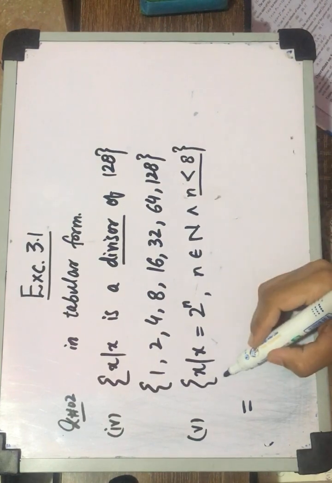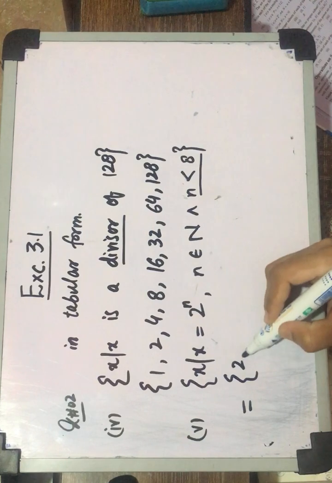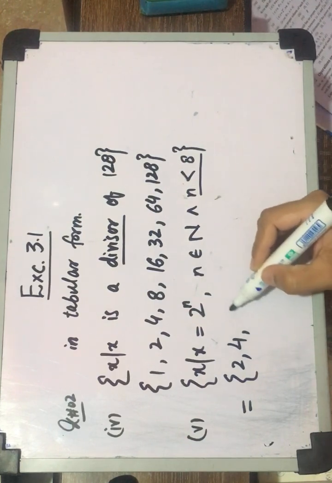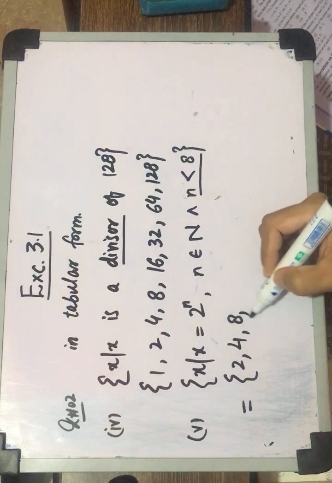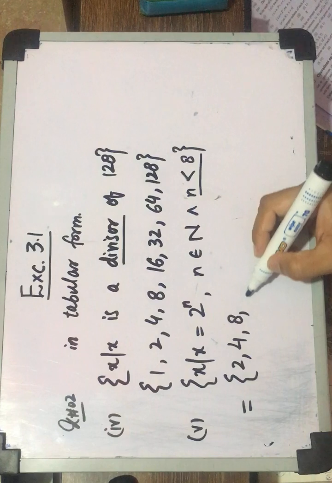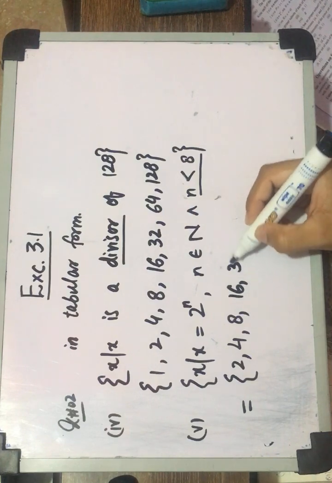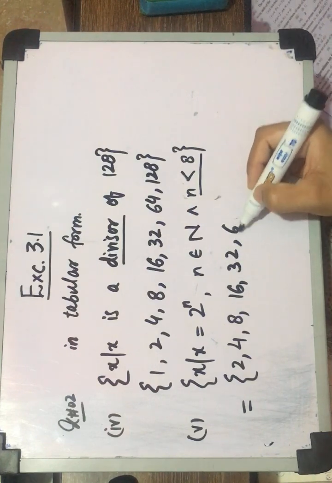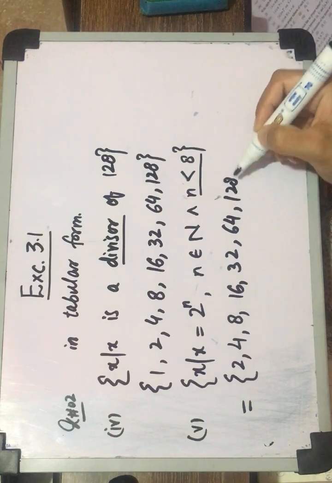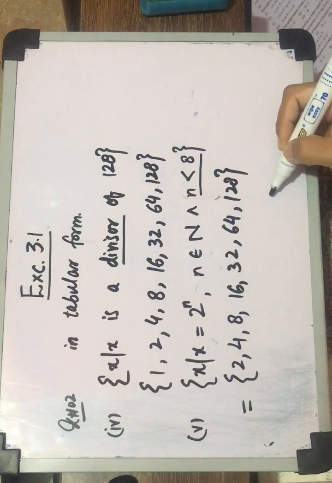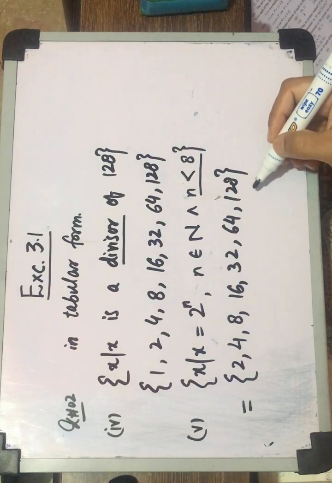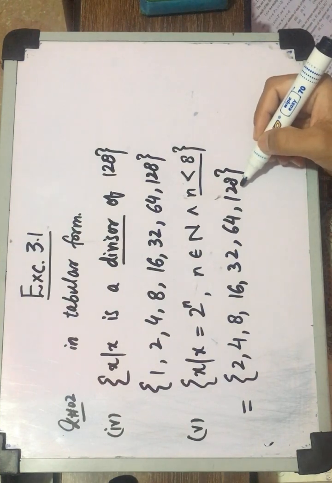So whenever we take n is equal to 1, we get 2, and when we take n is equal to 2, we get 4. If 3, then 8. If 4, then we have 16, and then 32, and then 64, and then 128, and that's it. Because if we take n is equal to 7, we get 128.